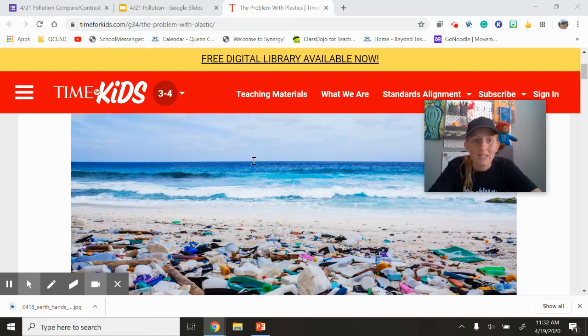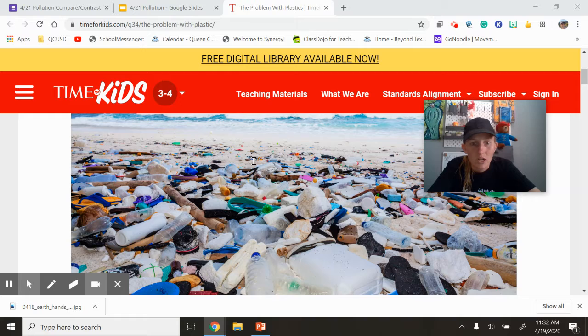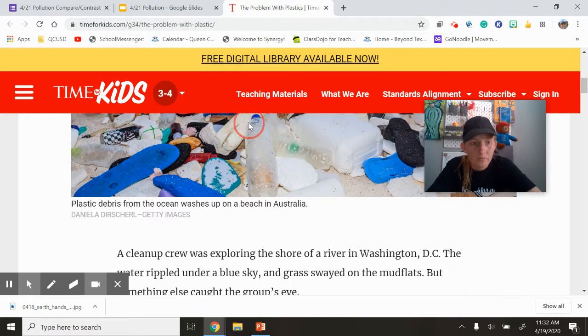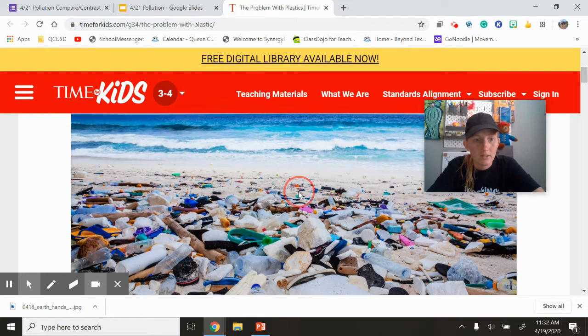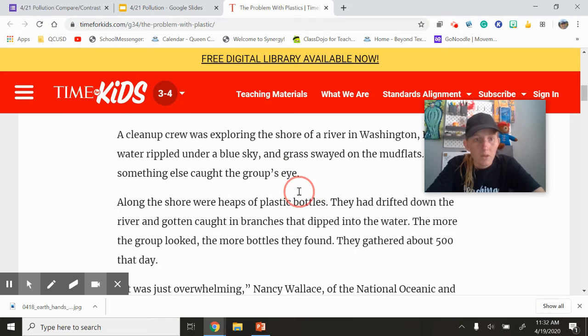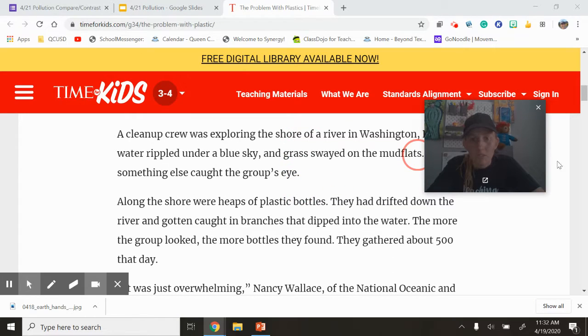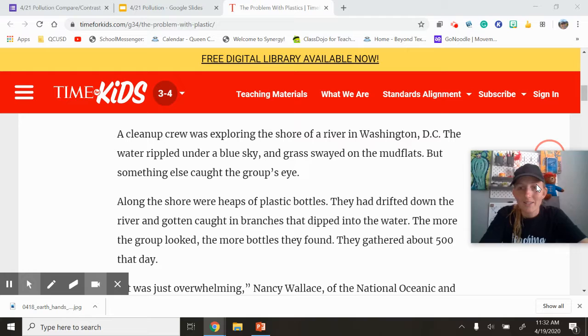The problem with plastic. So, ooh, look at that trash all over the beach there. Plastic debris from the ocean washes up on a beach in Australia. Look at that. What a mess. All right, so we're going to read about this. I'm going to read some of it, probably not the whole entire article because it is kind of long, and then we'll read about light pollution.